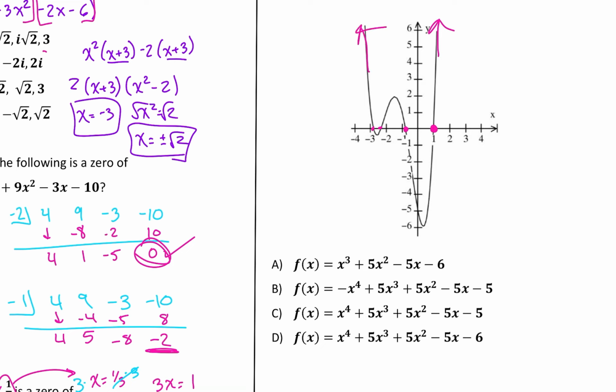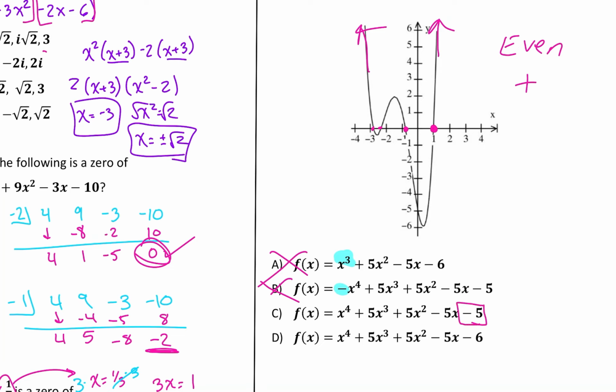But I do see it's going up on the right side and up on the left side. They're both going up, so it's definitely even because they're both going up. And it's definitely positive because it's going up on the right side. So looking at our answers, what can I eliminate? This has a negative, so it can't be this one. And this one is odd, so it can't be that one. So we can eliminate those right away.